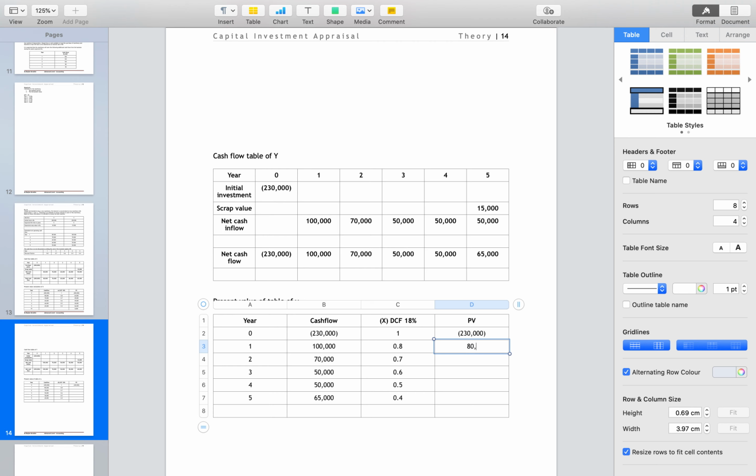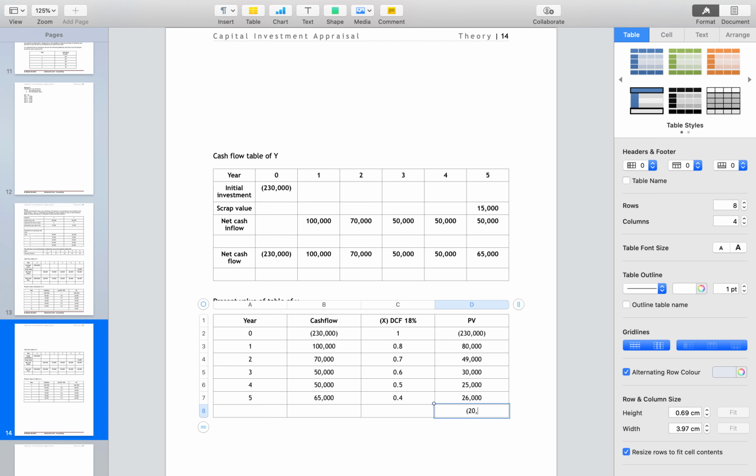Right, so this should now be 80,000, should be 49,000, 30,000, 25,000, and finally 65,000 into 0.4 will now be 26,000. Right, now guys, add all your inflows and subtract this 230,000. Right, so that is now going to be negative 20,000.